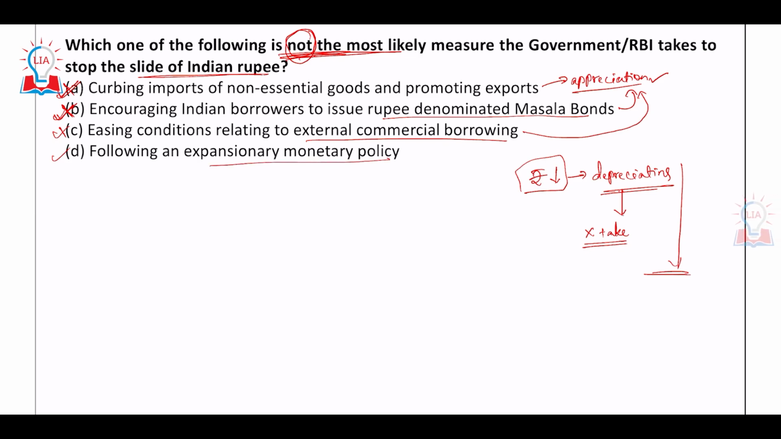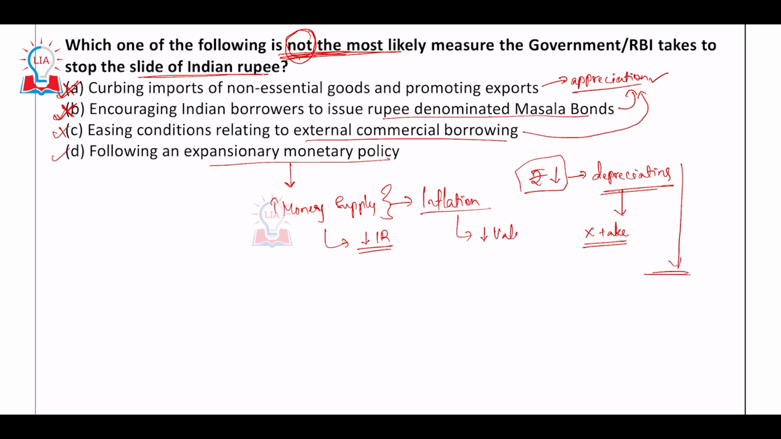Following an expansionary monetary policy. While this would be indirect, you have to delve a bit deeper into the concept now. So expansionary monetary policy would entail that money supply would increase. If the money supply increases, basically we are reducing the interest rate. So when money supply increases, inflation would increase. When inflation increases, automatically the currency would lose value, right? So the value of the currency gets eroded bit by bit.